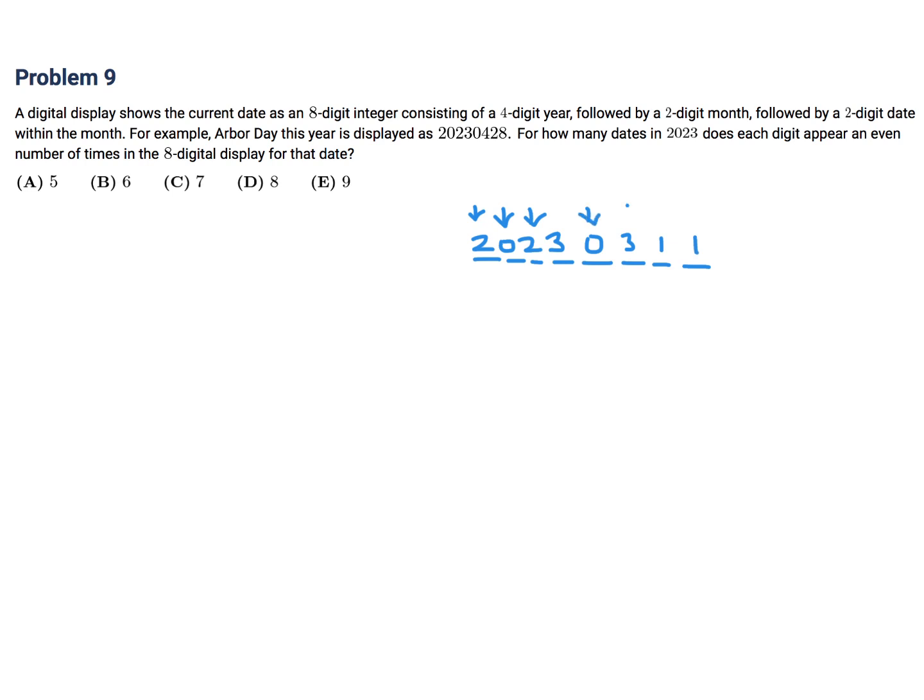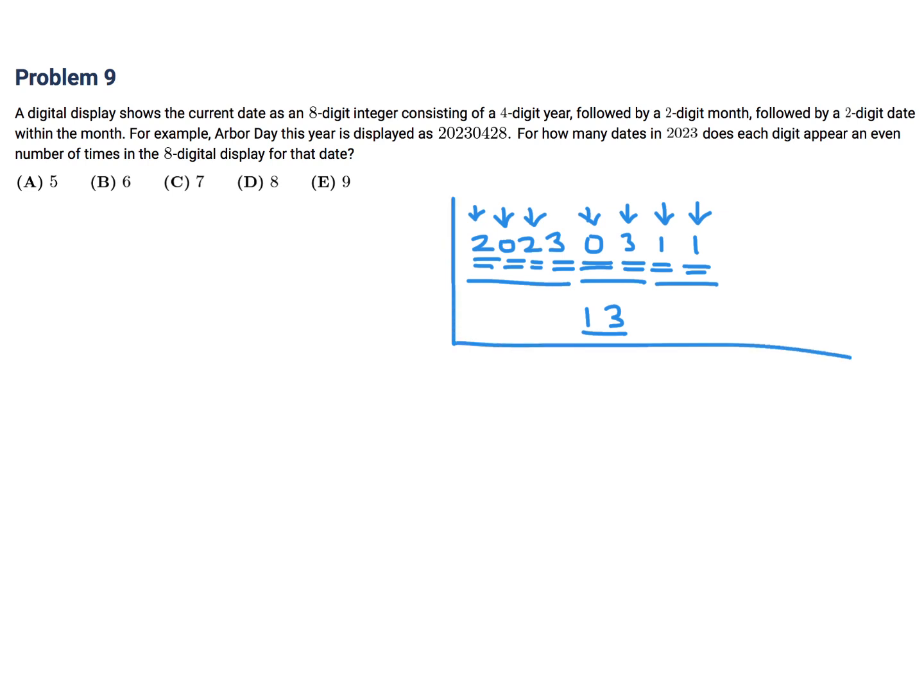So we want each digit to appear an even number of times. The 0 appears twice, 2 is an even number. The 1 appears twice. The 2 appears twice, and the 3 appears twice. Now I have to actually check if this is a valid date. That's March, and that's the 11th. For example, if I put in this, that's not a valid date because there's no 13th month, right? I just did that to understand the question.